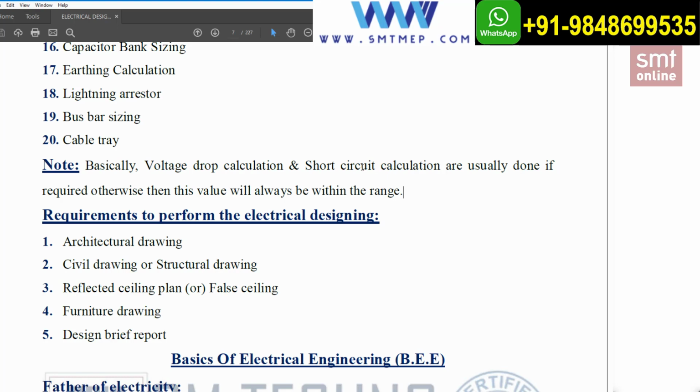If you're working with respect to your own experience, then there is a chance that you'll have some fluctuation with respect to voltage. Again, with respect to load, you'll not get the exact kA value. So this calculation is not required in every project. It depends upon your consultant. It depends upon the type of project you are working on.